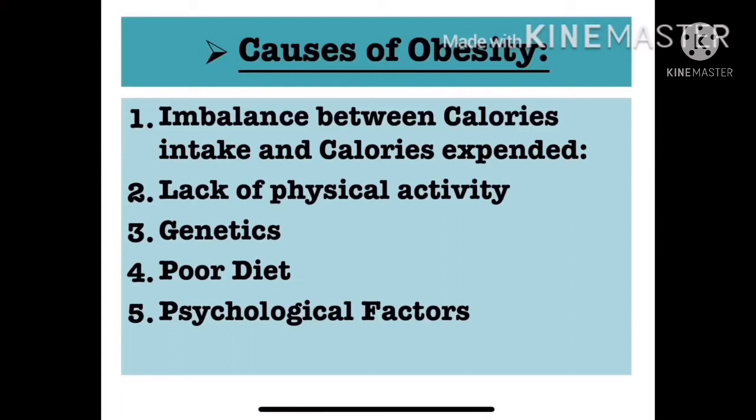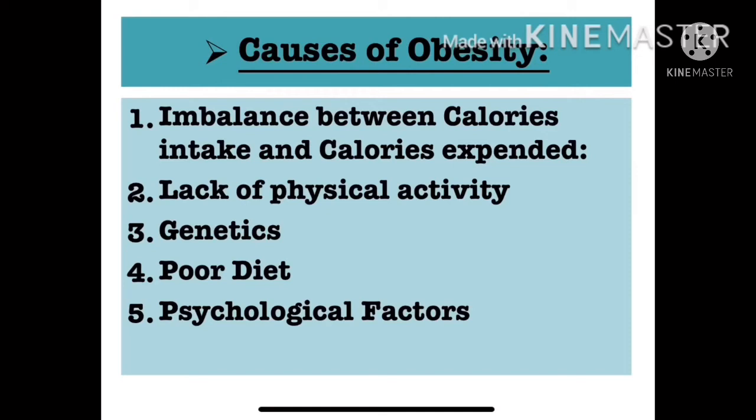So next is the causes of obesity. The most important cause of obesity is an imbalance between the calories which you take in and the calories expended. Calorie intake means the calories you get from the food you consume. Calorie expenditure means the calories you burn for basic body functions and during physical activities. So when your calorie intake is more than the expenditure, you end up gaining weight, and that causes obesity.